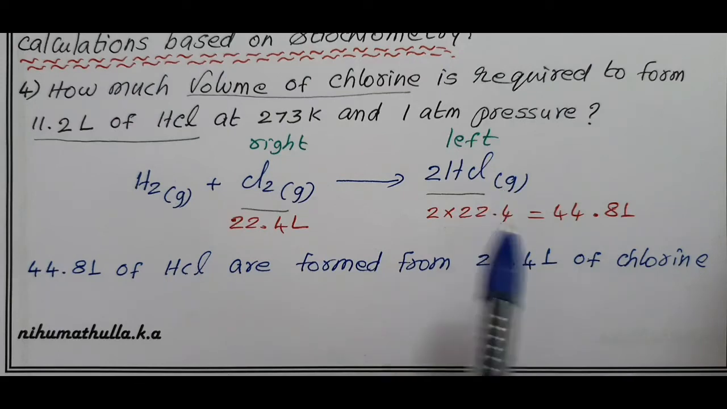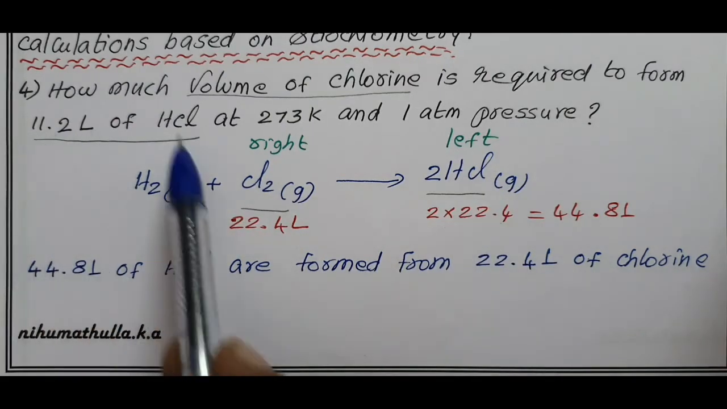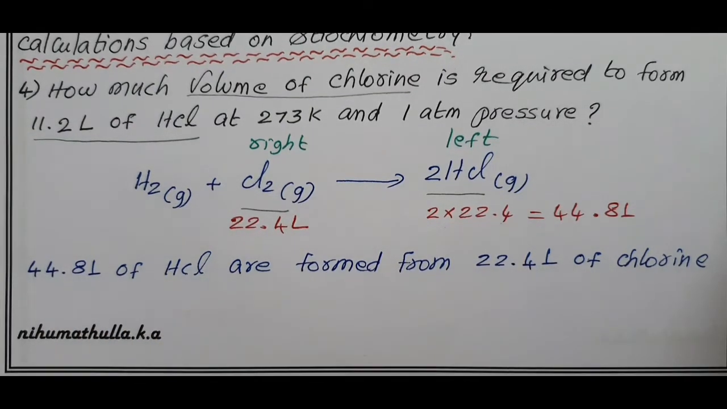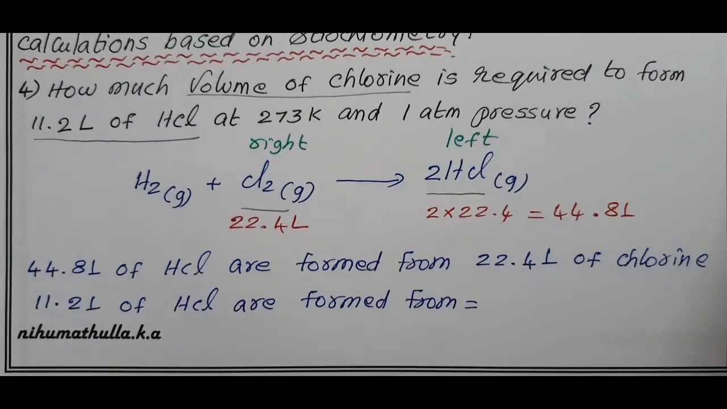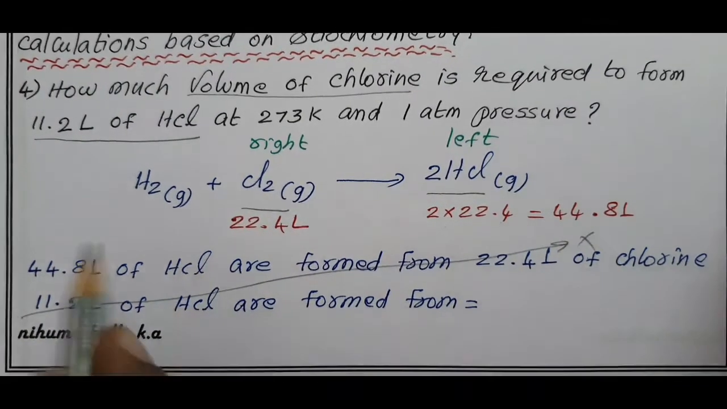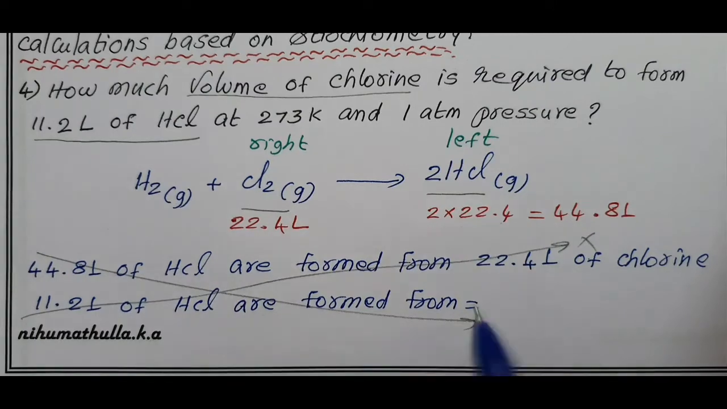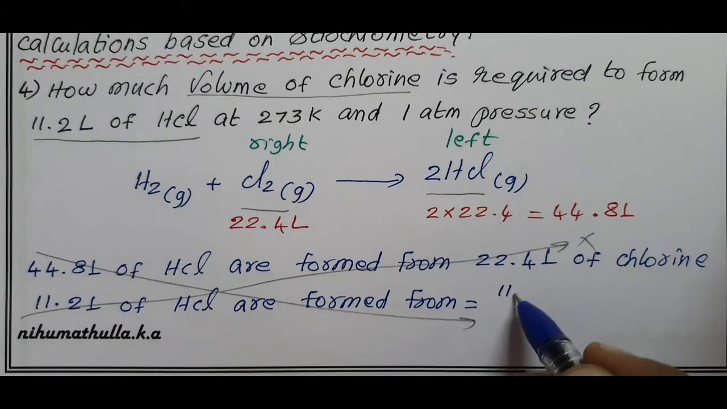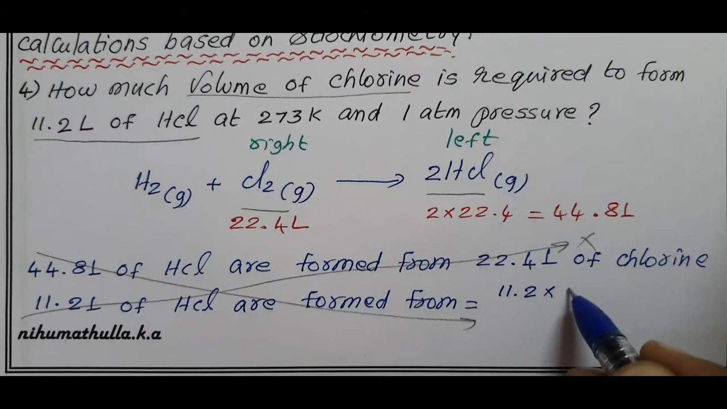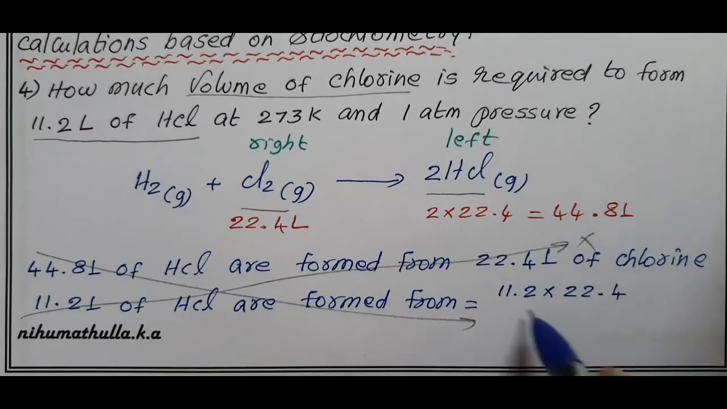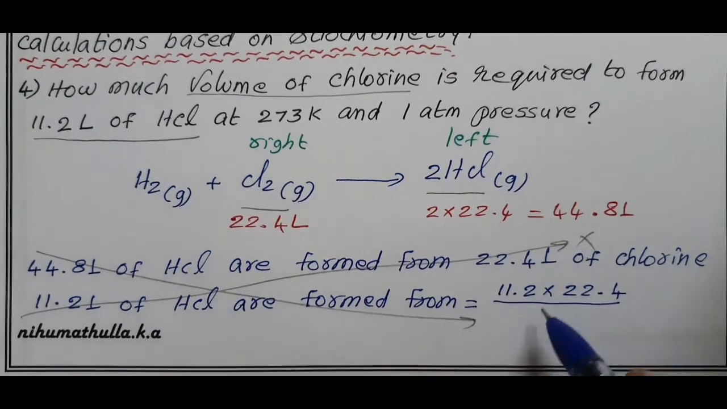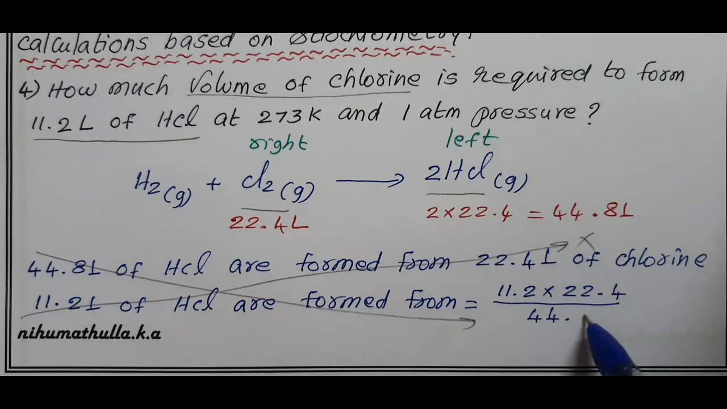Now, come to the problem. 11.2 liters of HCl are formed from, how to solve it? 11.2 liters of HCl are formed from cross multiplication divided by this value. When you cross multiply, you will get 11.2 into 22.4 divided by 44.8.